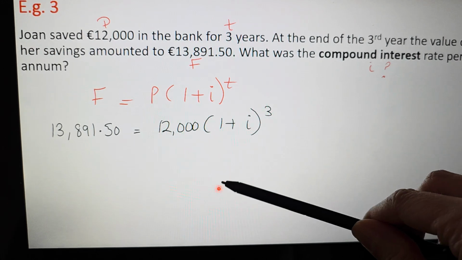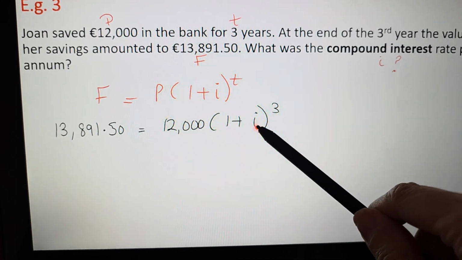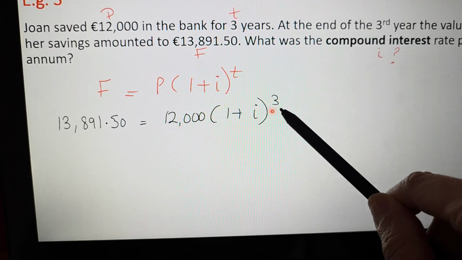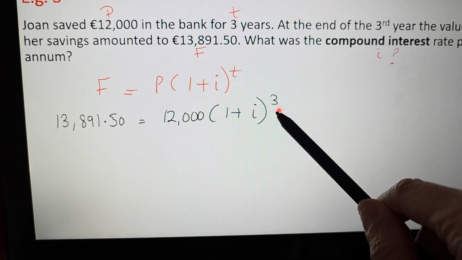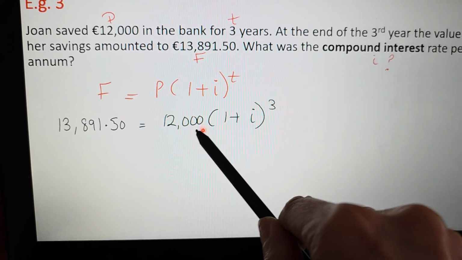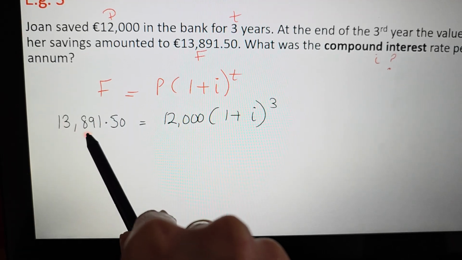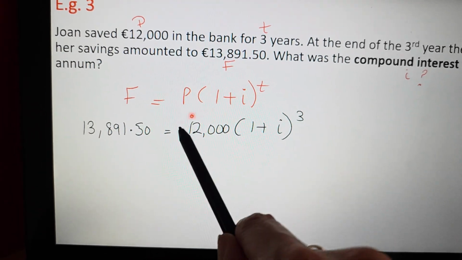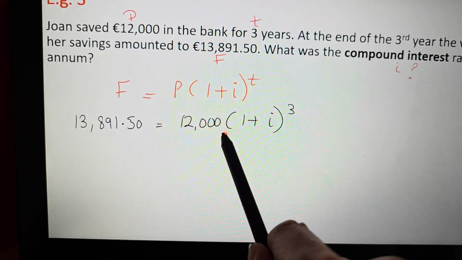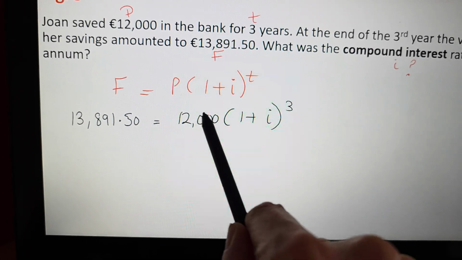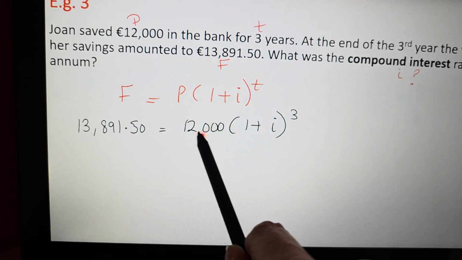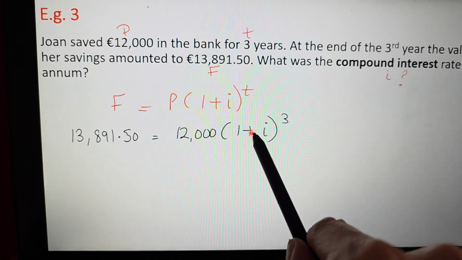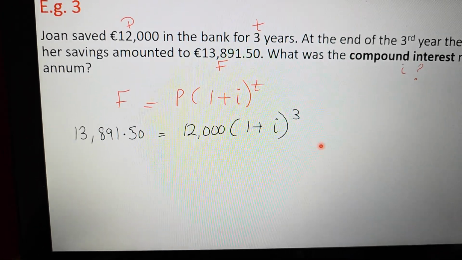Okay? So if you eventually want to solve for I, but I is trapped inside the bracket that is then cubed. Okay, it's put to the power of 3. And then it's being multiplied by 12,000 in order to get this figure over here. I'm going to undo all of that. So the first thing I'm going to do is get rid of the number that's in front of the bracket first. I can't get rid of the power until I've gotten rid of this number first. So in order to get rid of it, it's being multiplied currently. 12,000 is being multiplied by the bracket. So I need to divide by 12,000.